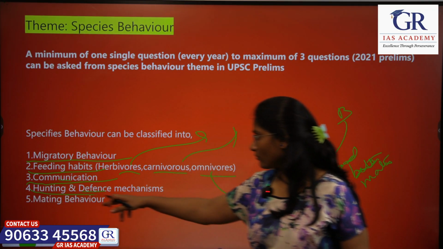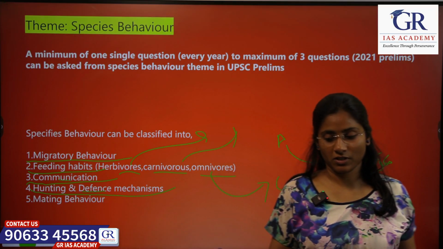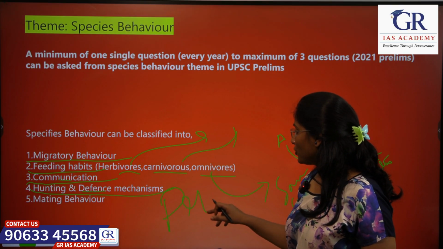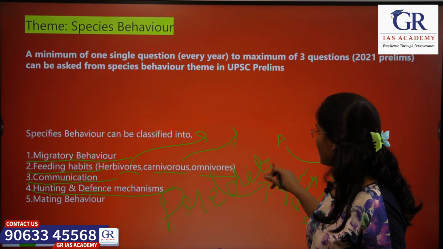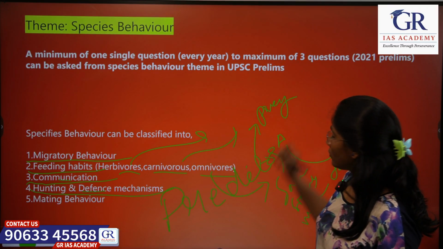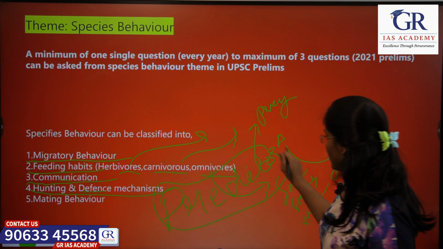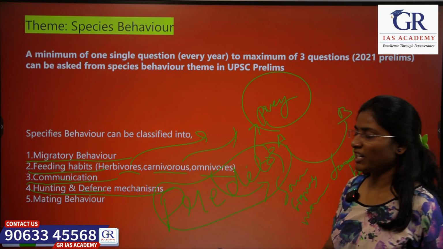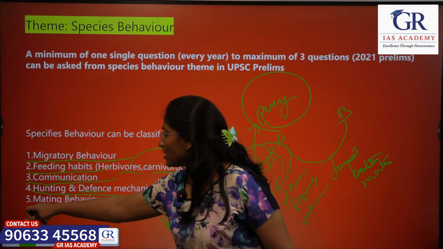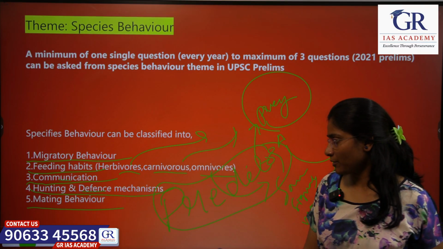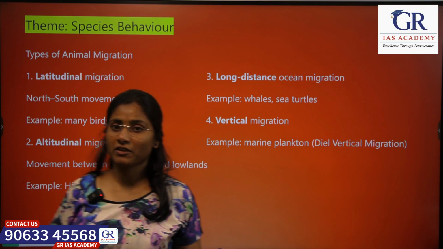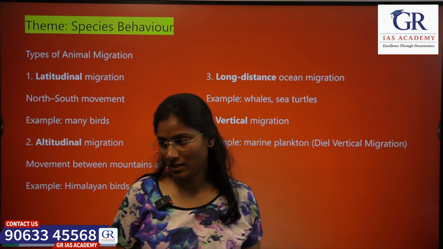And then prey and predator relationships. One has the capability of hunting and one should have the capability to escape the predator. So hunting for the predator, escape for the prey. Both mechanisms are part of species behavior. And then comes mating behavior, which is related to reproduction. Today we are going to discuss the first behavior, migratory behavior of species.